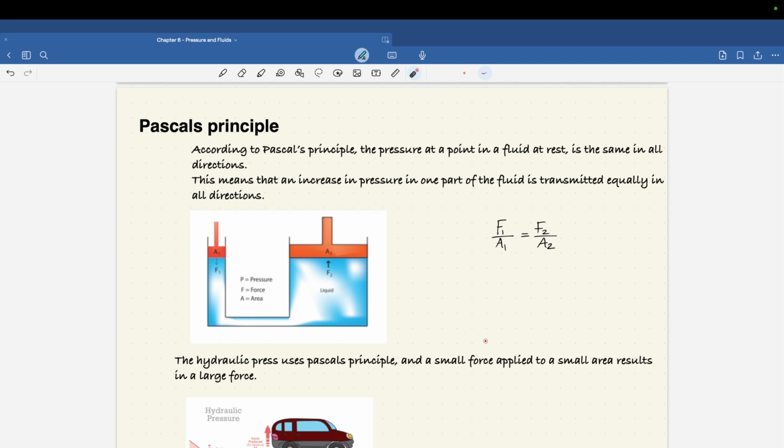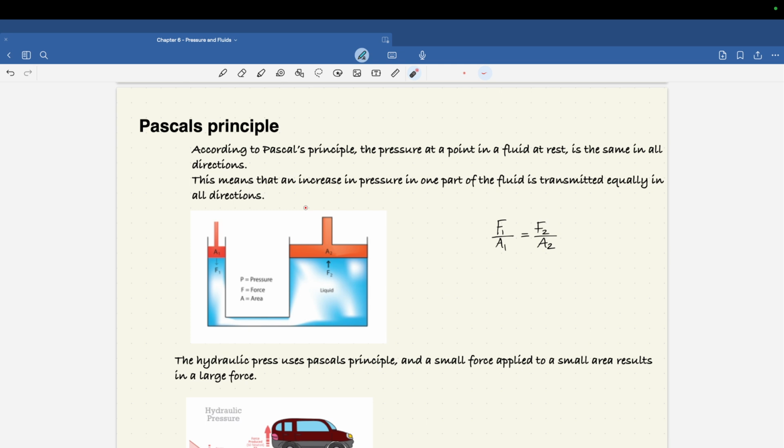So what is Pascal's principle? The principle states that the pressure at any point in a fluid at rest. So this only applies to fluids that are not flowing. The pressure at any point is the same in all directions. So at any particular height, if you look at the pressure, it'll be the same in all directions.